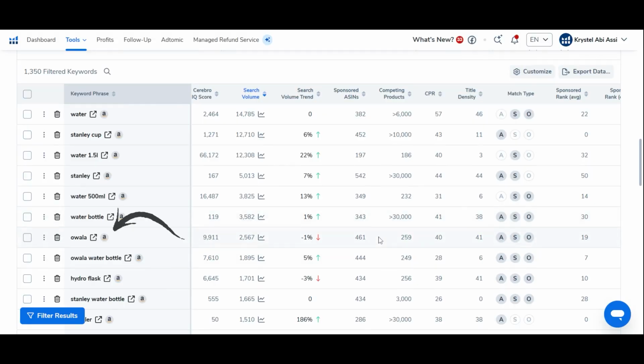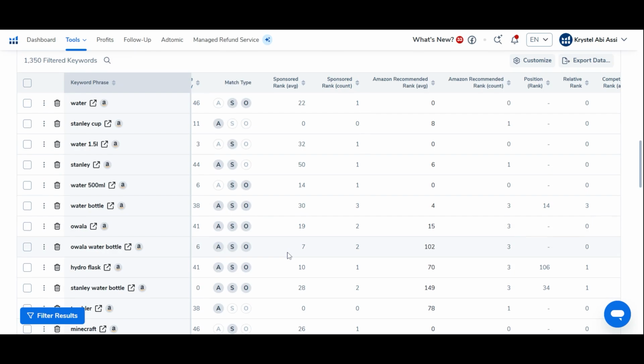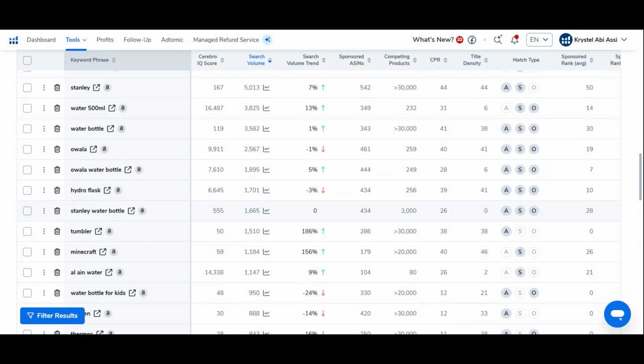Owala is a brand, so let's look again. Where are my products being shown? Sponsored wise, 2413. Not really sure that that's something that I would want to target as well, since it's a brand. So probably avoid these types of keywords, but of course it's dependent on you.